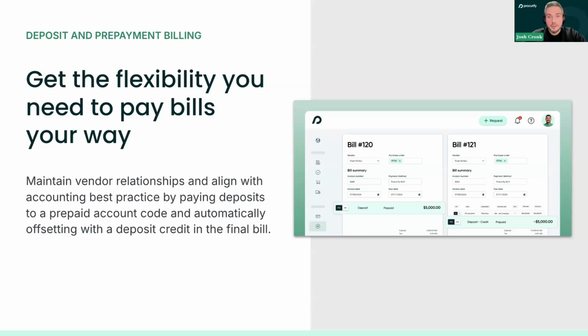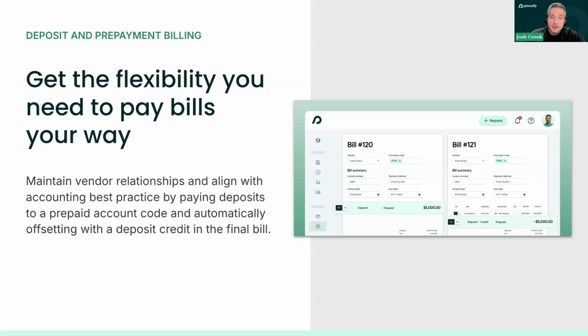And as we're talking about flexibility, we give you the ability to handle creating bills for deposit payments and prepayments. Our deposits capability helps you better align with accounting best practice. You can set a deposit amount when you're creating that PO, and then you can bill for that deposit by assigning a deposit line item to a prepaid account code.